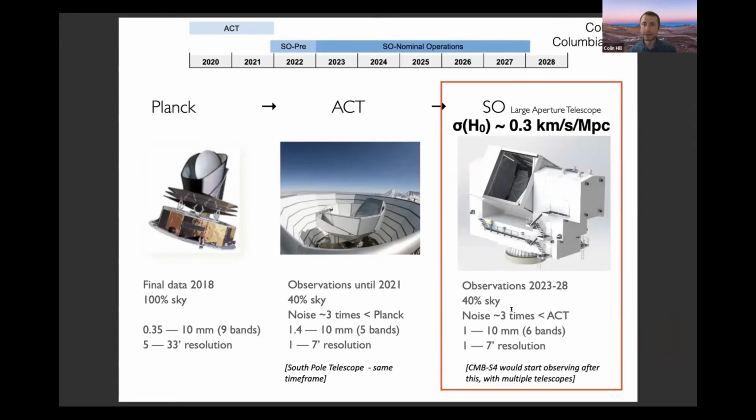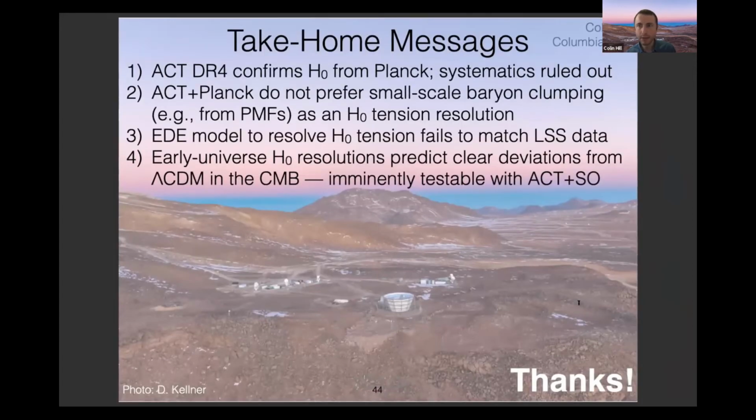And then what's coming up next in the Atacama Desert is the Simons Observatory, which is currently being built. We have a bunch of hardware down there already. And that will start observing in 2023, 2024, which will then decrease the noise level by another factor of 3 with multiple frequency channels, and thereby increase our sensitivity to not just H0, but all sorts of these new physics scenarios in the early universe that I've discussed. Okay, so let me just leave you with these main takeaways, and then I will stop here.